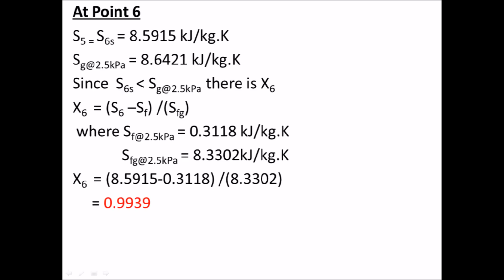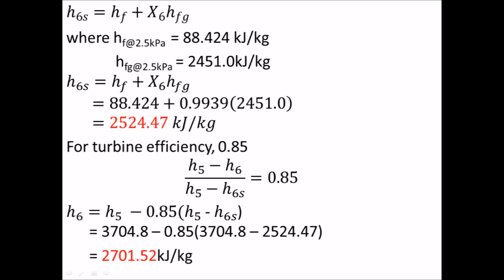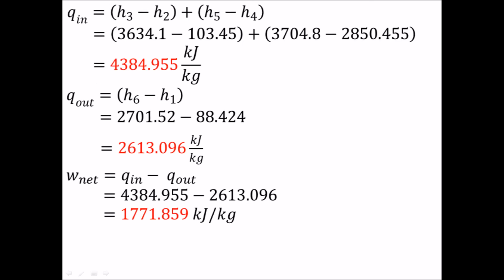As we can see, S5 equals to S6s, and S6s is less than Sg. There is quality. The quality we calculate is 0.9939. Now we can calculate H6s, and we will get 2,524.47 kilojoule per kilogram. In order to get 85% turbine efficiency, H6 will be equal to 2,701.52 kilojoule per kilogram.